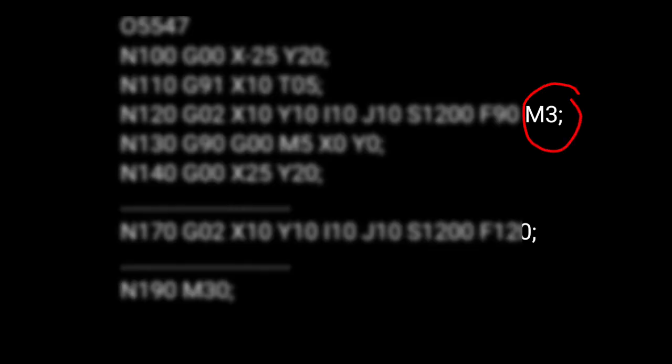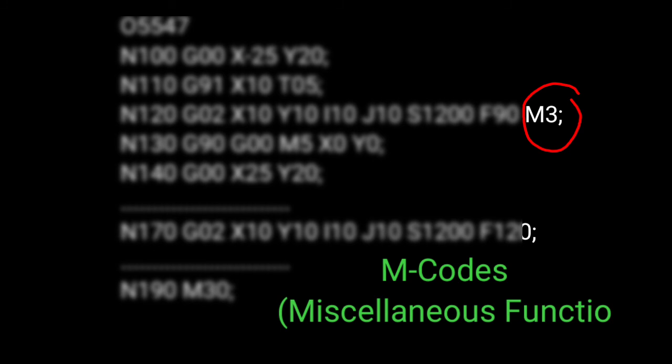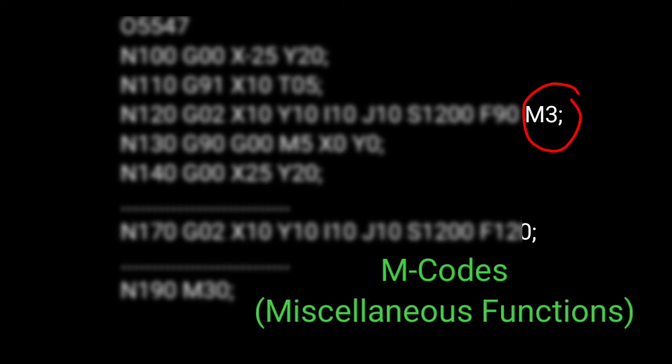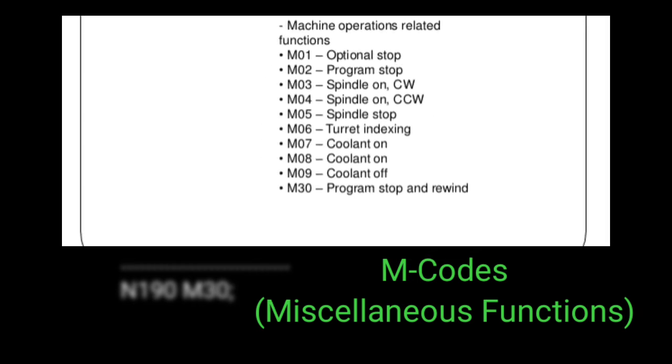Then last are the miscellaneous functions. These are also known as M codes. These are used for indicating miscellaneous functions like coolant on or off, spindle on or off, spindle rotation in clockwise or anti-clockwise direction, program stop, etc.